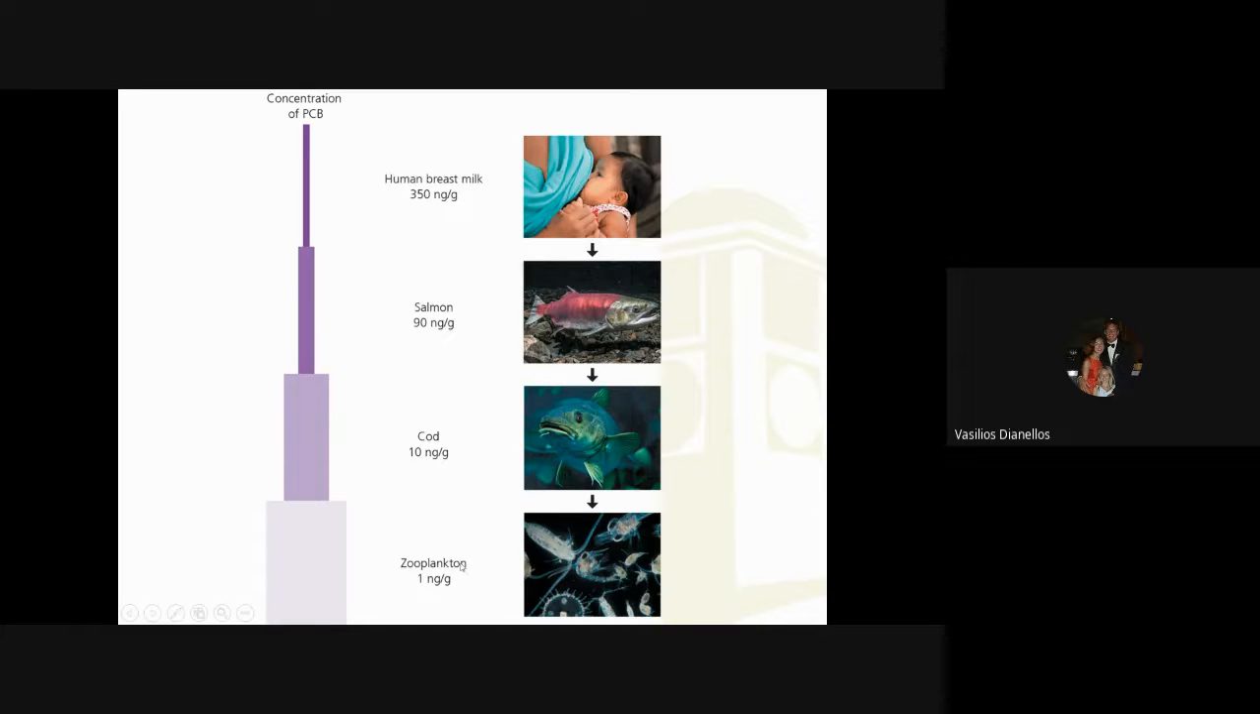So yeah, there's a little bit of PCBs in those zooplankton, but the cods are eating them up, right? They're eating as many as they can. So therefore, it gets more concentrated. So cods have 10 nanograms of PCB per gram of body weight.